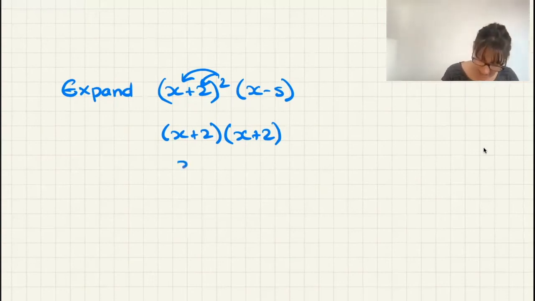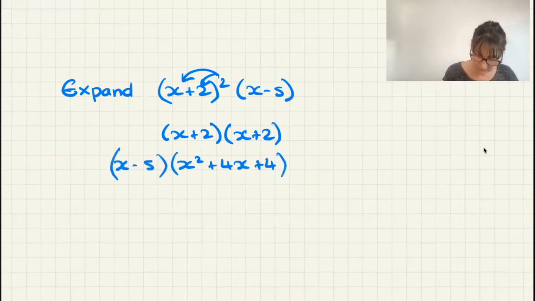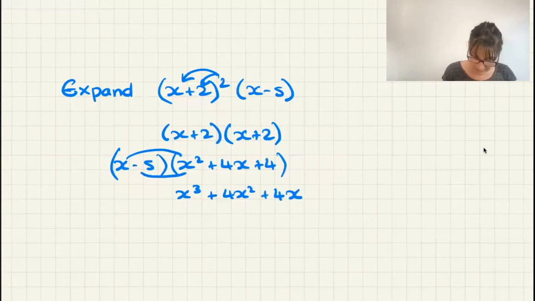So this is going to give me x squared plus 4x plus 4 once I've expanded and tidied up. I'm going to multiply that through by x minus 5. So x times x squared is x cubed. I'm going to keep going like that. I've then got plus 4x squared plus 4x. I'm now going to do the minus 5 with everything and obviously carry on through. So that is minus 5x squared. Minus 5 times 4 is minus 20x. Minus 5 times 4 is minus 20.